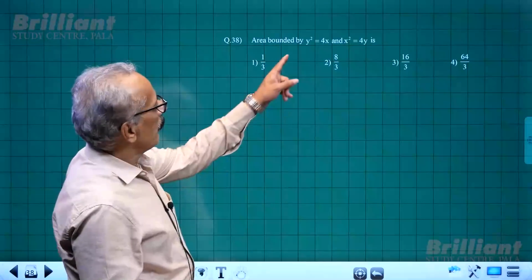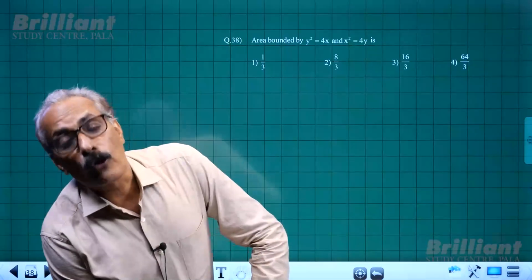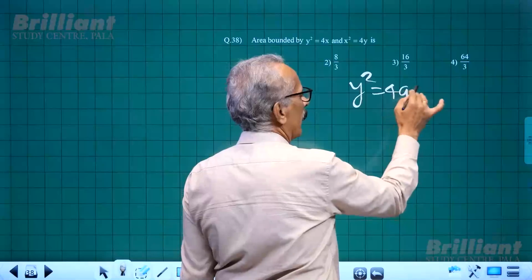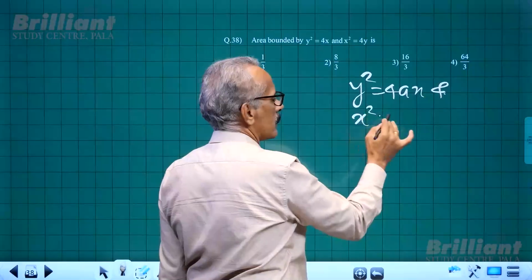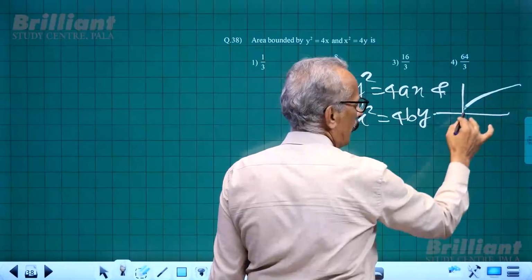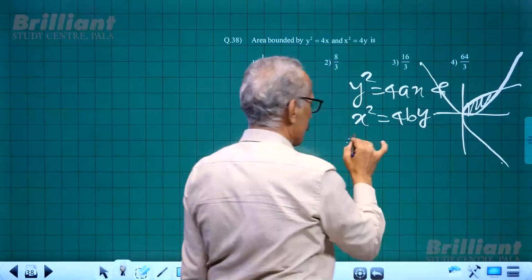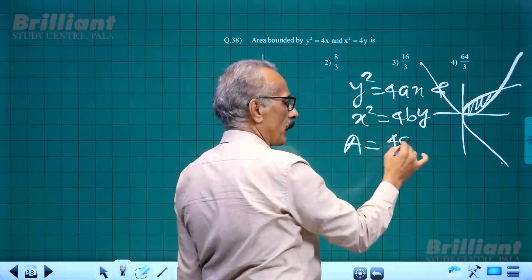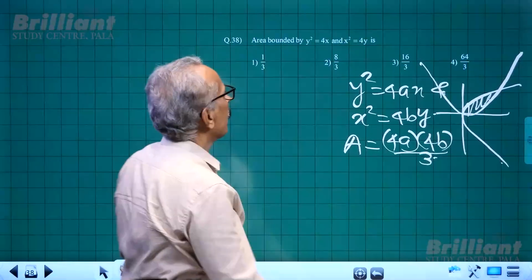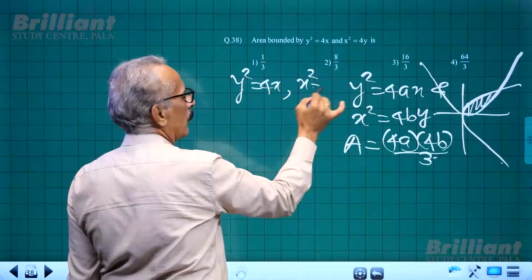Area bounded by y square is equal to 4ax and x square is equal to 4by, do you know? 16ab by 3. Remember, y square is equal to 4ax and x square is equal to 4by. The area, you know, this is a parabola opening towards the right. The other one is the parabola opening upwards. This area will always be, keep it in your mind, 4a into 4b divided by 3. And here you have y square is equal to 4x and x square is equal to 4y.